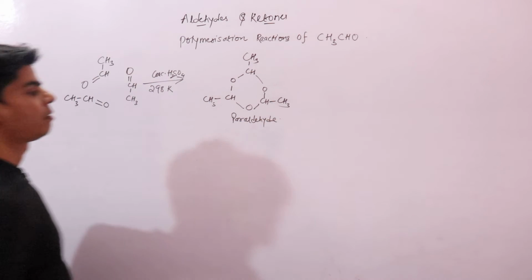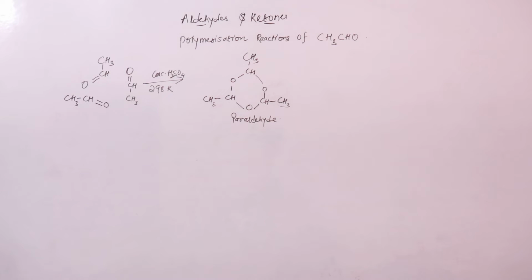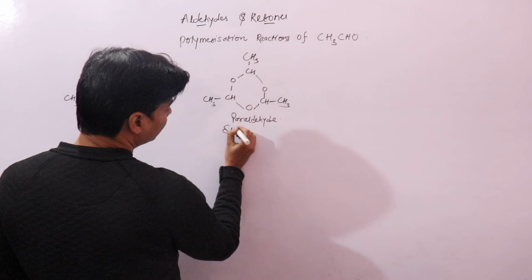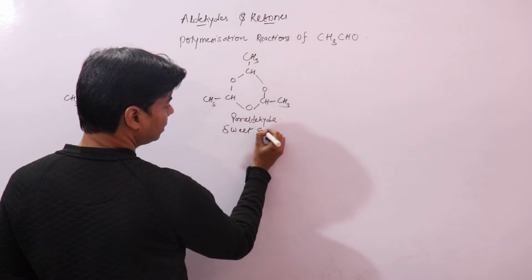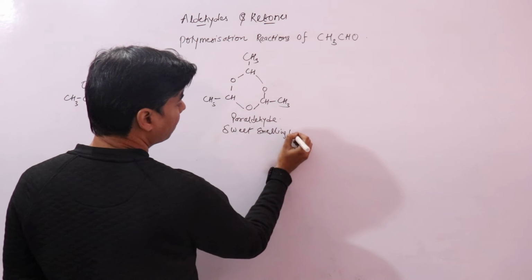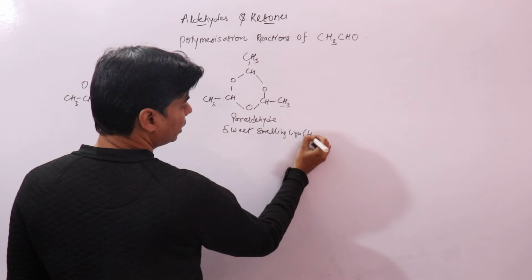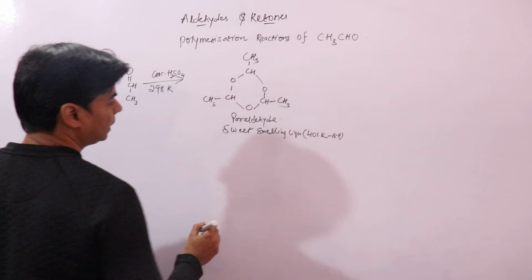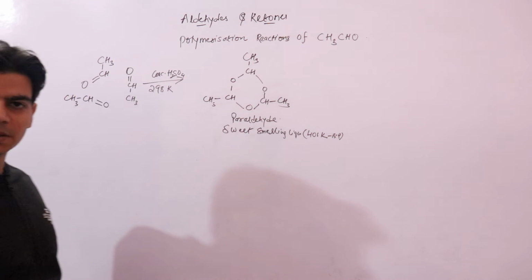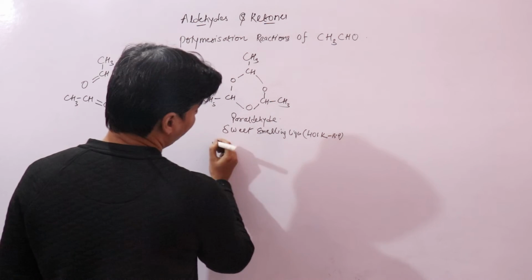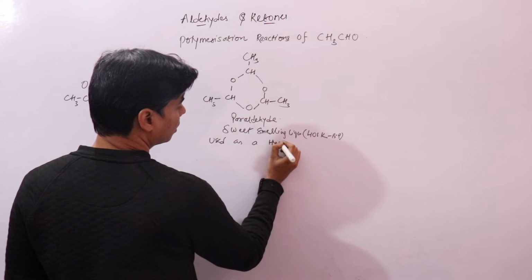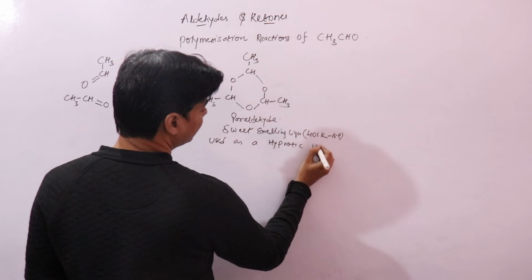paraldehyde. This is a sweet smelling liquid, with a boiling point of 401 Kelvin. This cyclic trimer, remember some properties: it is a sweet smelling liquid, boiling point 401 Kelvin, and its most important use is in medicine, where it is used as a hypnotic.